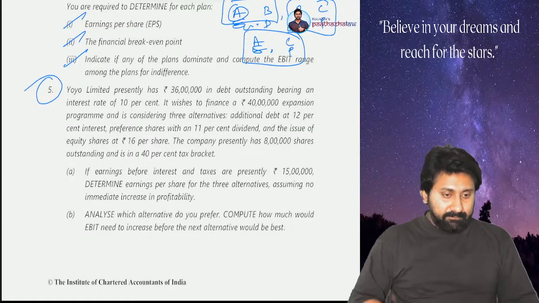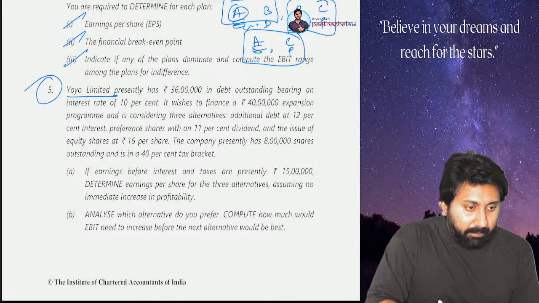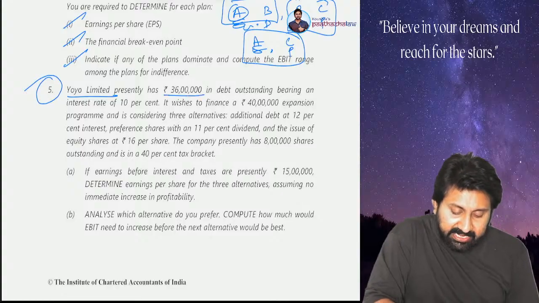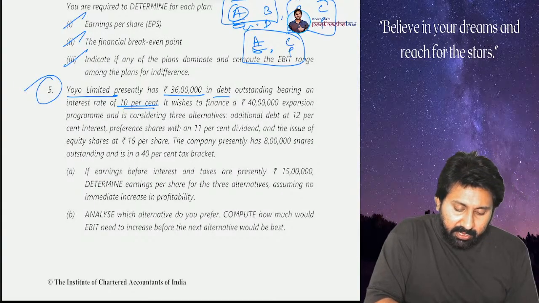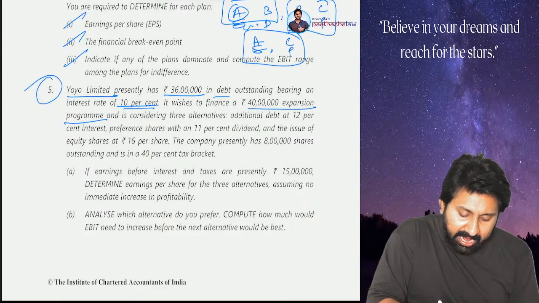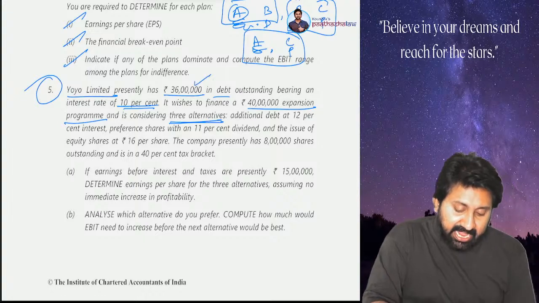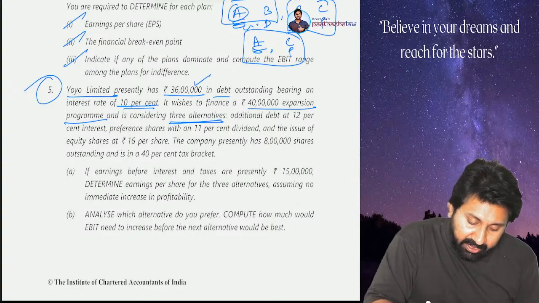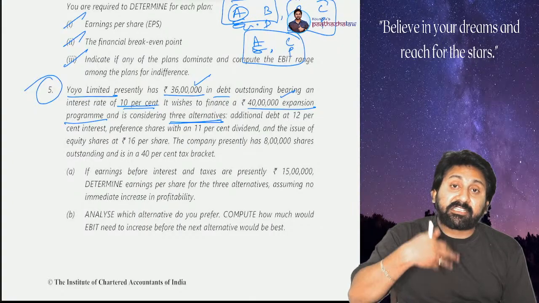Question number 5. Yo-Yo Limited presently has 36 lakh in debt outstanding, bearing an interest rate of 10%. It wishes to finance 40 lakh for an expansion program and is considering three alternatives. So it has 36 lakhs in debt presently and wanted to raise an extra 40 lakh.